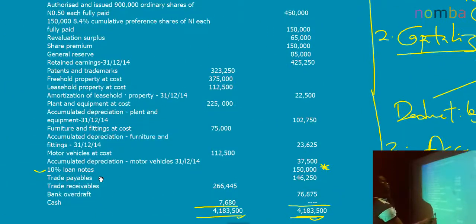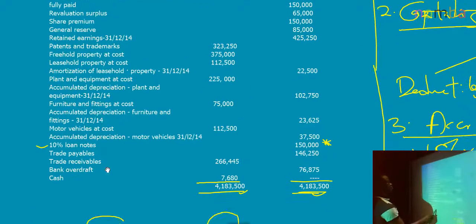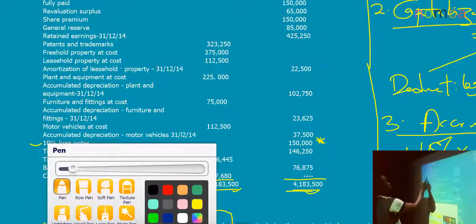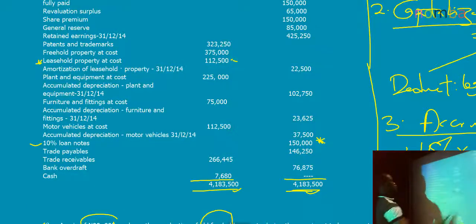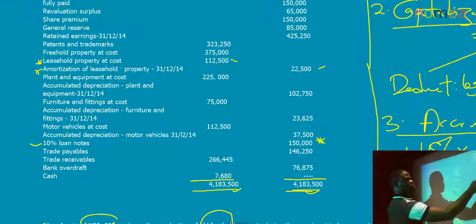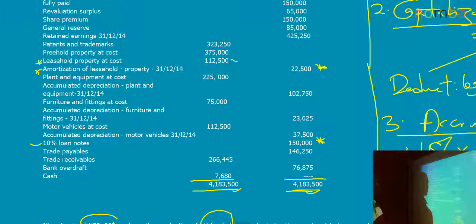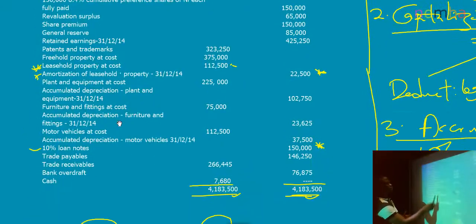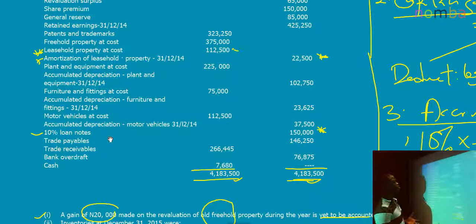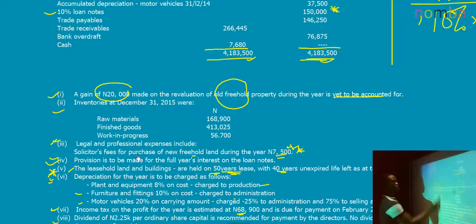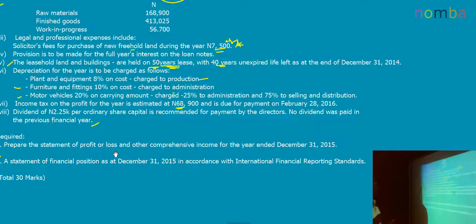Let's even look at that leasehold land and building. It has a cost of 112,500, and it is being amortized. For it to be amortized, that means it is definitely a finance lease, because if it were an operating lease, he would not even carry it in his books. Since it is carried in the books as an asset, it is definitely a finance lease. But we are not given the obligation under finance lease, so we won't bother about that. What we just need to do here is determine the depreciation charge for this current reporting period relating to that leasehold land and building.